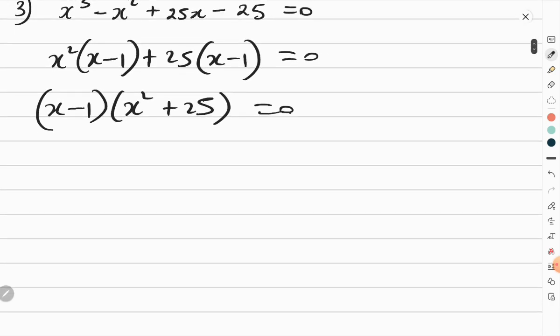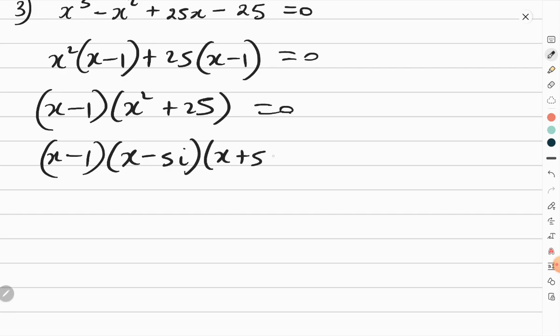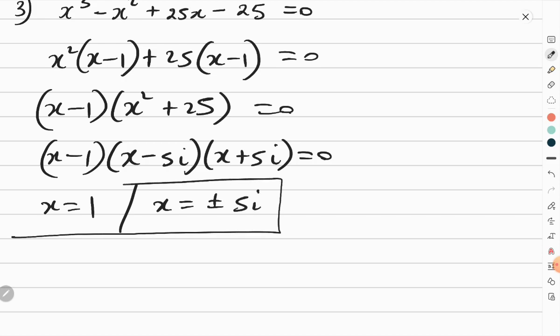Then on that note, we can factorize this one further: we have x minus 1, then x minus 5i, and also x plus 5i. So this is equal to 0. Then for the factors, we have this one, which is real, and x is equal to plus or minus 5i. So these are the three solutions that we have. The first one is real, and the other ones are complex. That is basically number 3.